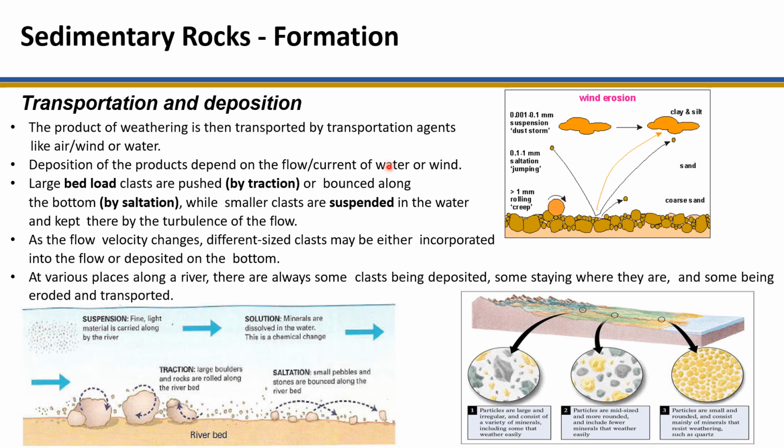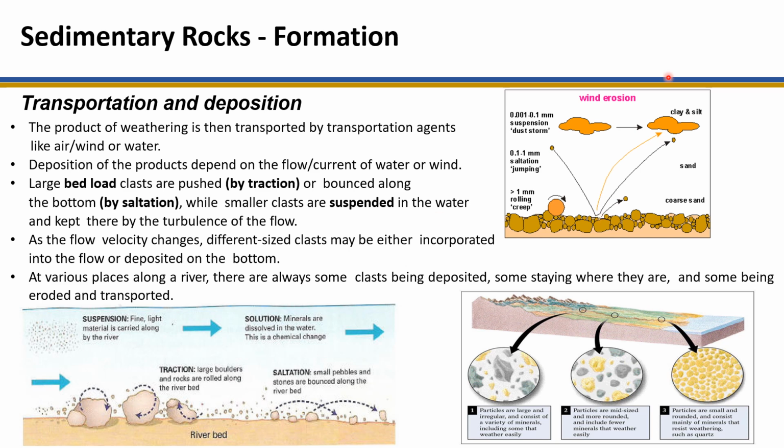The type of transportation agent that is most effective depends on the size of the weathering product. For example, wind. Wind can transport small weathering products such as sand and dust. Wind can also transport larger weathering products such as pebbles and cobbles, but this one is less common. It can only transport sand at most, or probably dust, like small particles such as clay or silt.